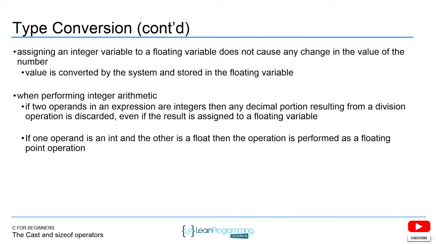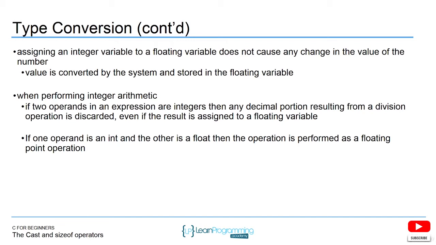When you perform arithmetic on integers, this is different than just assigning values into a float or a float to an int. This is when you have an expression, you're doing some addition, some subtraction, whatever the case may be. You have two operands, and one operand can be an int, one operand can be a float. You have to know what conversion is happening. If you have two operands in an expression and they're both integers, then any decimal portion resulting from a division operation is discarded. So if you have an integer x that's 20, and an integer y that's 12, and you do 20 divided by 12, you're not going to get 1 point something. You're just going to get 1.